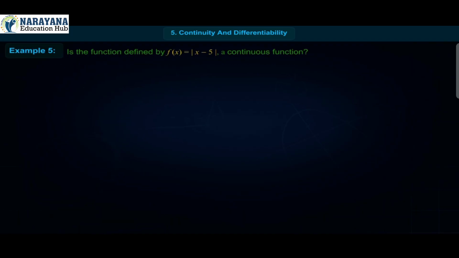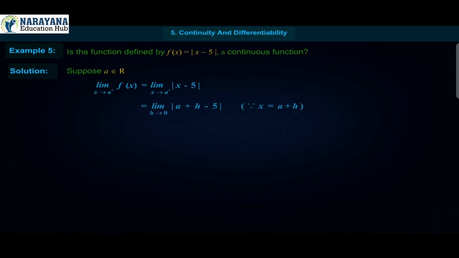Example 5. Is the function defined by f of x is equal to modulus of x minus 5 a continuous function? Solution: suppose a belongs to R. Limit x tends to a plus f of x is equal to limit x tends to a plus modulus of x minus 5, which is equal to limit h tends to 0 modulus of a plus h minus 5, because x is equal to a plus h, which is equal to modulus of a minus 5, which is equal to a minus 5.